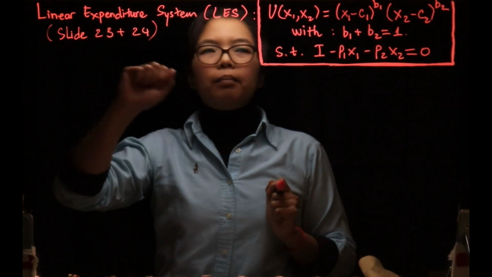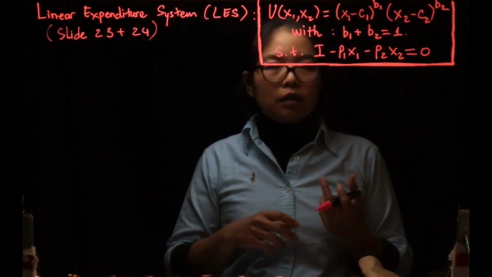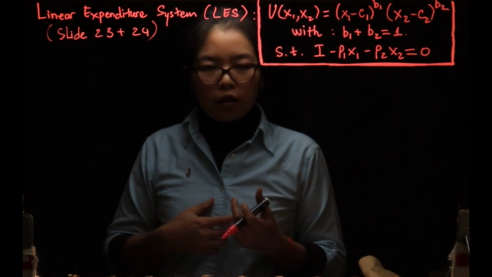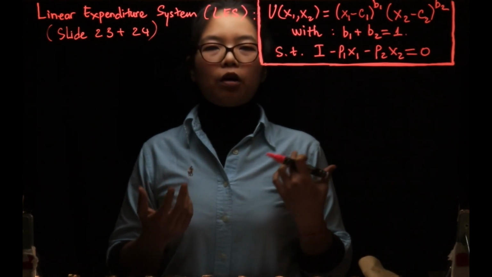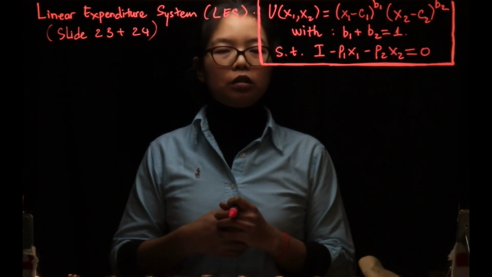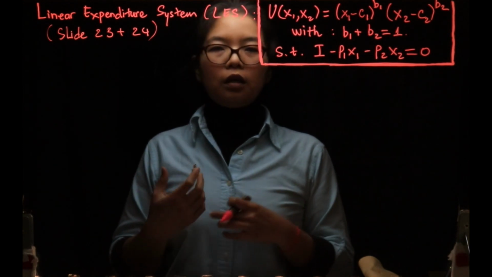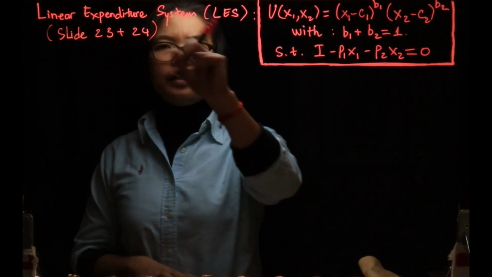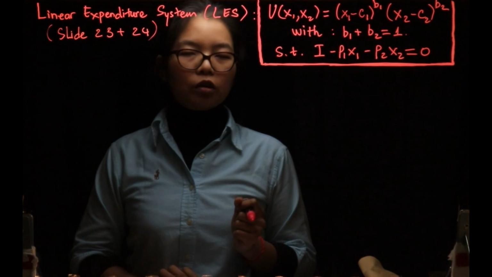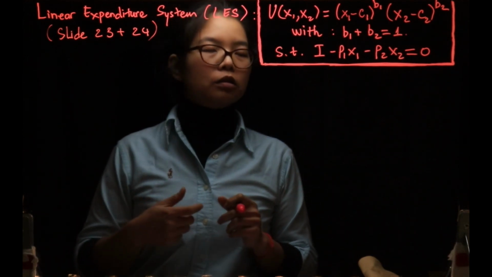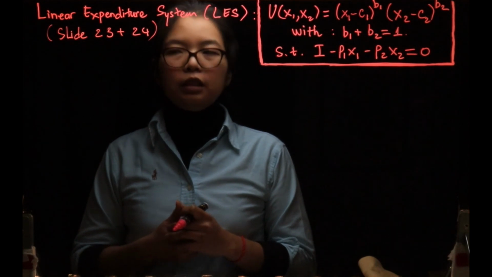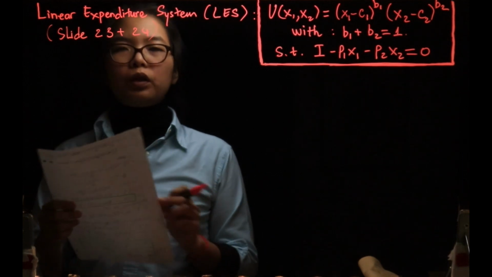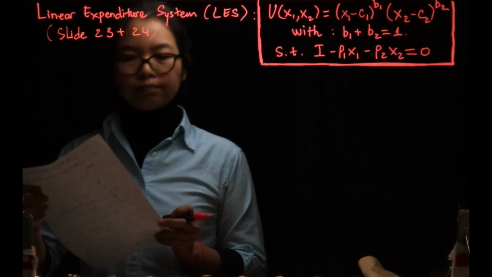So we could think about these constants as the minimum quantity of goods that you have to consume in order to survive. It's something like your basic needs that have to be covered before you could improve your utility. So that is called the linear expenditure system, LES, or Stone-Geary utility function sometimes. We're now doing the material on slides 23 and 24 of your slides.